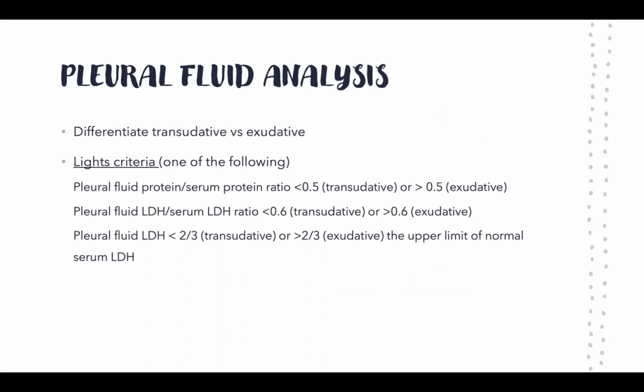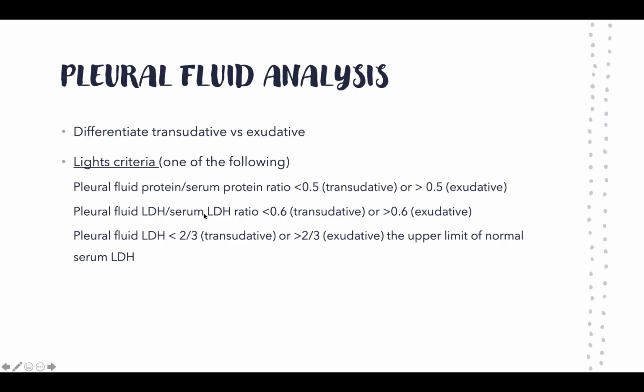So diagnostic thoracentesis. When taking a sample of that pleural fluid, our main question is whether it is transudative or exudative. A very important criteria that we use is called Light's criteria. We only have to satisfy one of the following. Pleural fluid protein to serum protein ratio is less than 0.5 in transudative or more than 0.5 in exudative, where we expect to see more protein due to the leakiness of the capillaries. Similarly, pleural fluid LDH to serum LDH is less than 0.6 or more than 0.6.